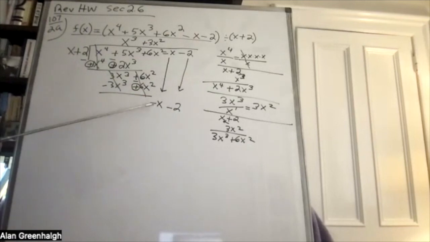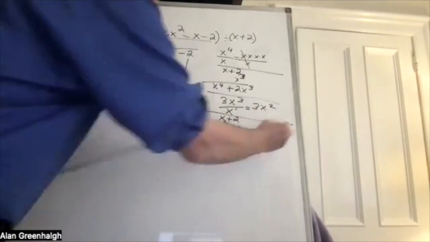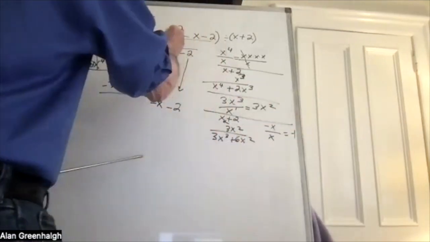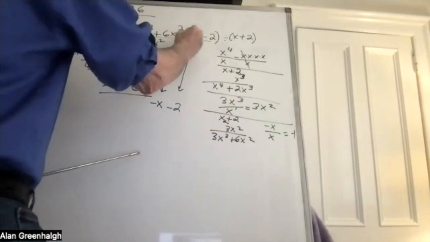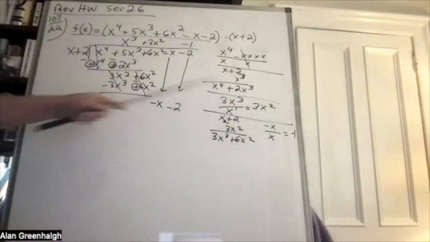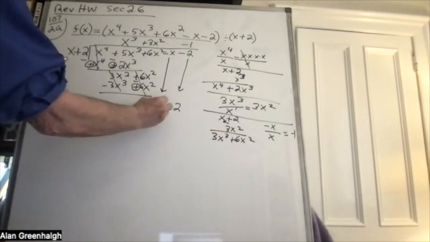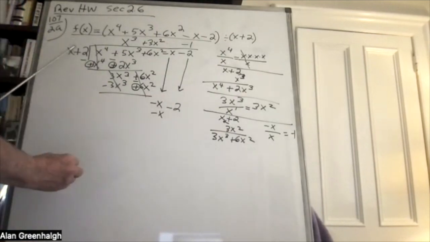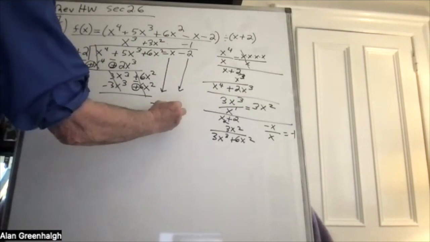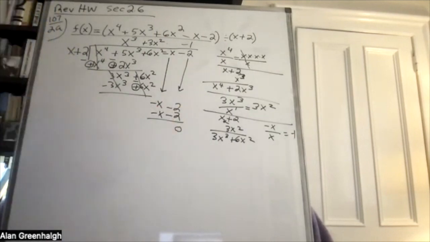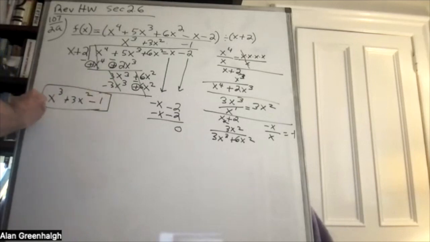And now we want to divide negative x by x. And that's going to be negative 1. And that's what goes up here. Oh, you don't put it over the x, you put it over there. And then you multiply negative 1 times x is negative x. Negative 1 times positive 2 is negative 2. No remainder. There it is. So the answer is x to the third plus 3x squared minus 1. That's how you divide polynomials.